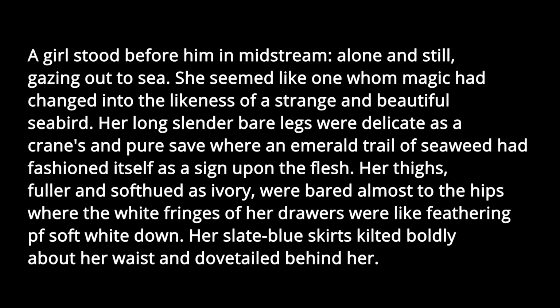When he's looking out at Howth and has his epiphany, he finds a woman in the water between Dublin and Howth, and this is the passage that reads: "A girl stood before him in midstream, alone and still, gazing out to sea. She seemed like one whom magic had changed into the likeness of a strange and beautiful seabird. Her long, slender, bare legs were delicate as a crane's, and pure save where an emerald trail of seaweed had fashioned itself as a sign upon the flesh. Her thighs, fuller and soft-hued as ivory, were bared almost to the hips, where the white fringes of her drawers were like feathering of soft white down. Her slate-blue skirts were kilted boldly about her waist and dovetailed behind her."